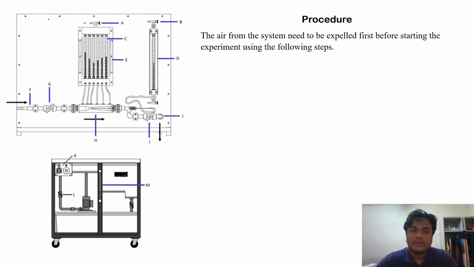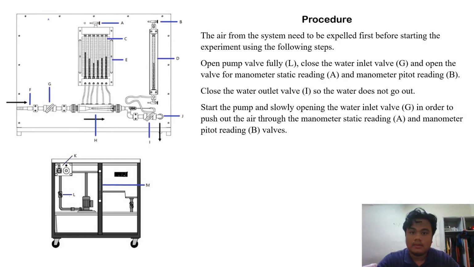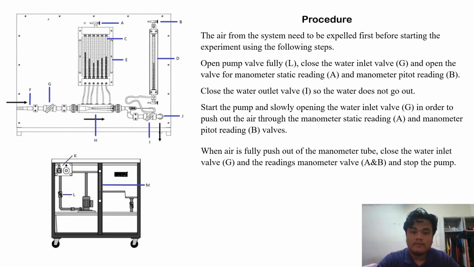The air from the system needs to be expelled first before starting the experiment using the following steps. First, fully open the pump valve, close the water inlet, and open the valve for the manometer static and pipette reading. Close the water outlet valve so the water does not go out. Start the pump and slowly open the water inlet in order to push out the air through the manometer static reading and manometer pipette reading valves. When the air is fully pushed out of the manometer tube, close the water inlet valve and the reading manometer valve and stop the pump.